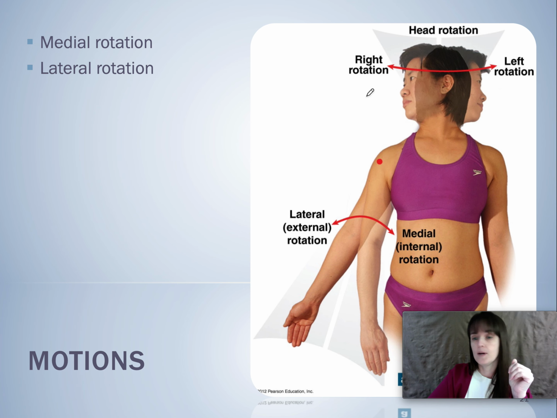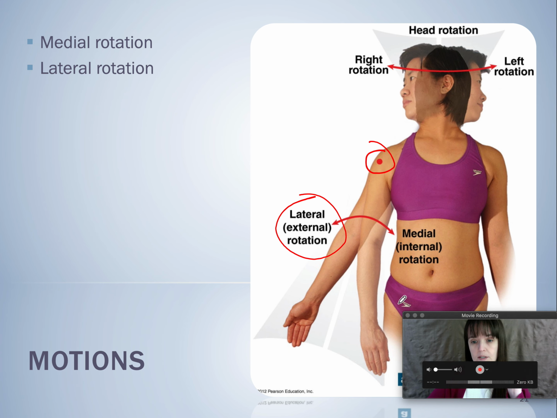At the neck, you have left rotation and right rotation. Flexion, extension, hyperextension, left rotation, right rotation. There's two more, and we'll cover those on the next page. Okay, so the lateral, external rotation happens at the shoulder and at the hip. The medial, internal rotation happens at the shoulder and at the hip joint.